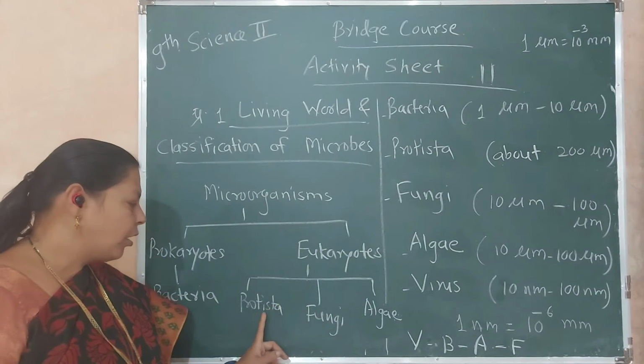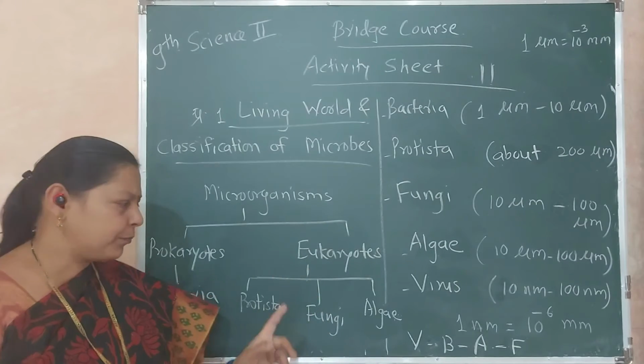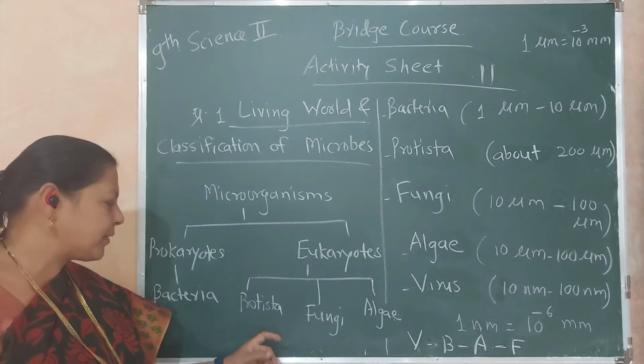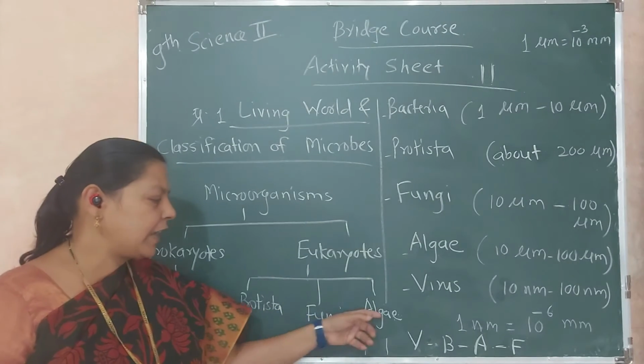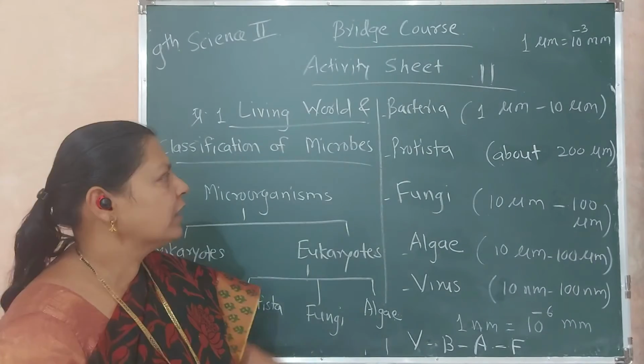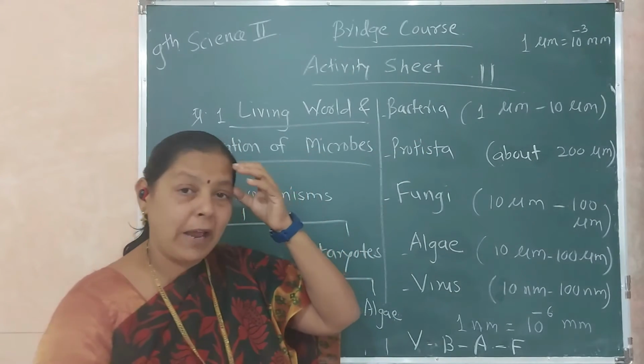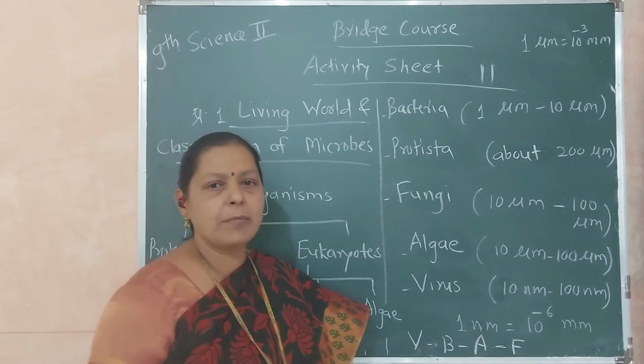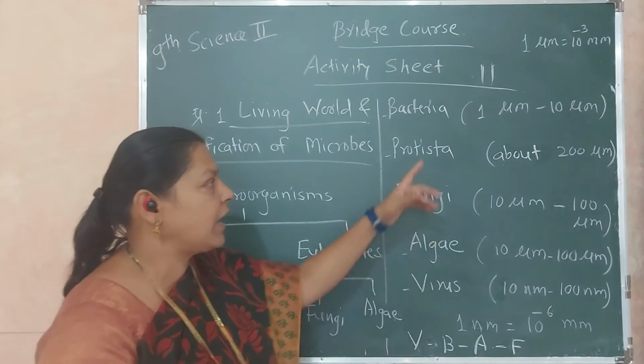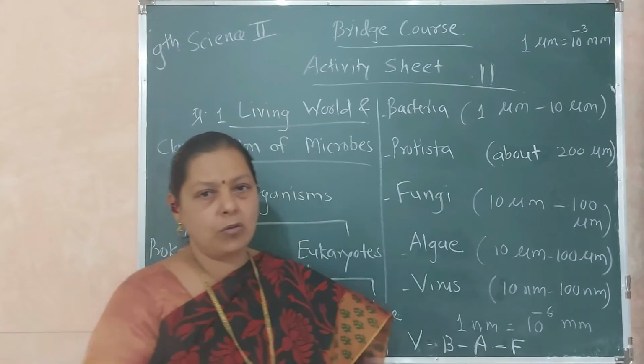Now the eukaryotes are further classified to form Protista, Fungi and the Algae. Now first let us discuss the bacteria. Now the approximate size of this bacteria is 1 micrometer to 10 micrometer.